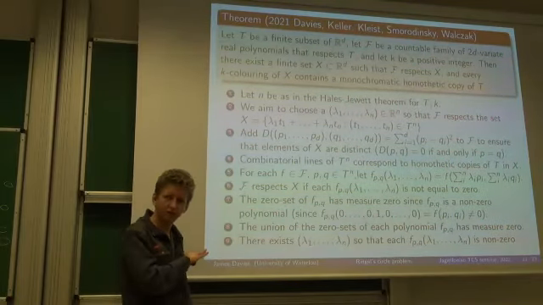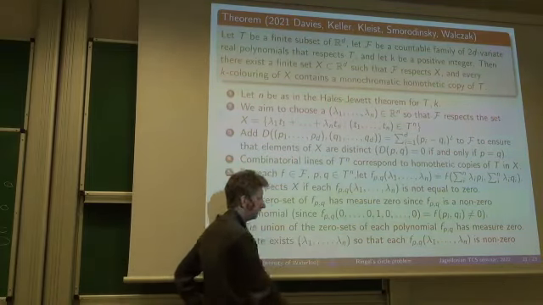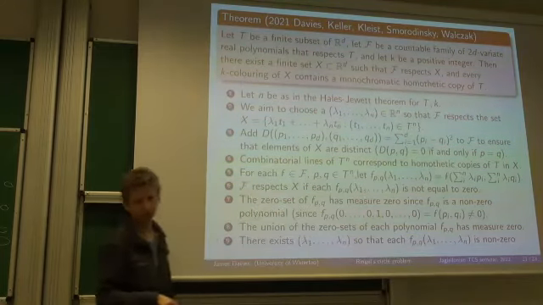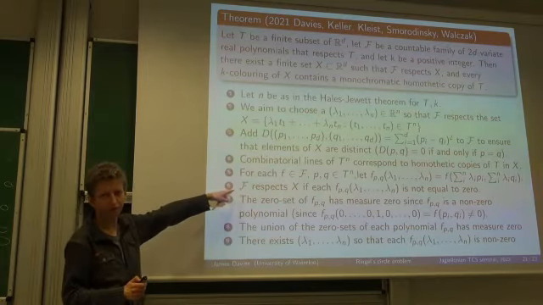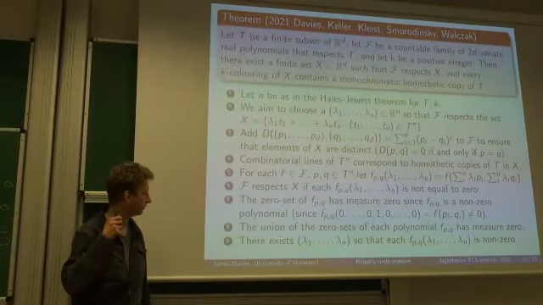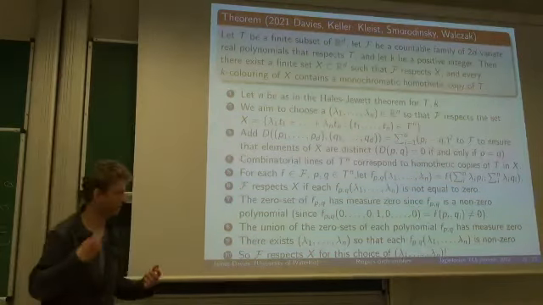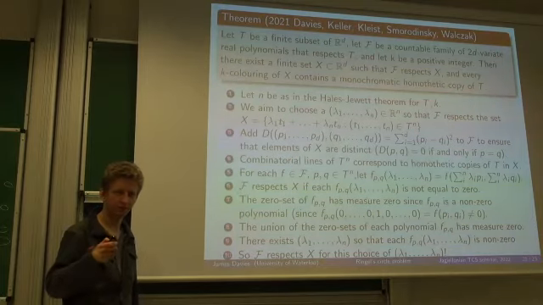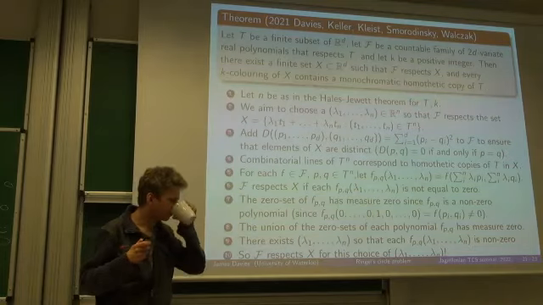Because the union of 0 sets is measure 0, we know we can actually take some lambda 1 through lambda n so that each of these F_PQs of lambda 1 through lambda n is not 0 at that point. And this is exactly what we needed for our family F to respect the X we get out of our Gallai argument. So by finding this lambda 1 through lambda n outside our 0 sets, we're done. F respects X. Okay.